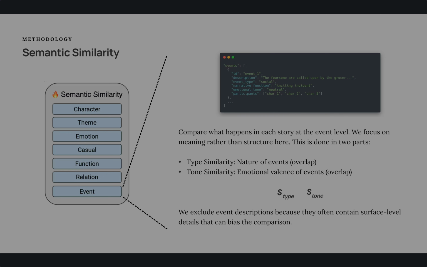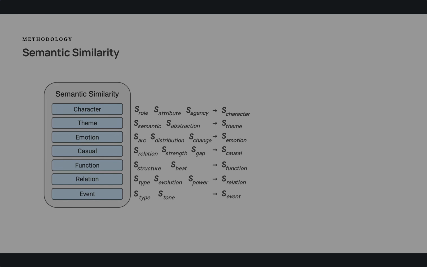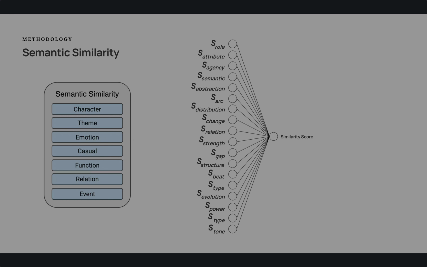Event textual descriptions are intentionally excluded to avoid surface level bias. The final score is obtained through a weighted aggregation, where the weights are learned via logistic regression using a difference vector of the similarity scores, and perturbed to improve confidence scores.